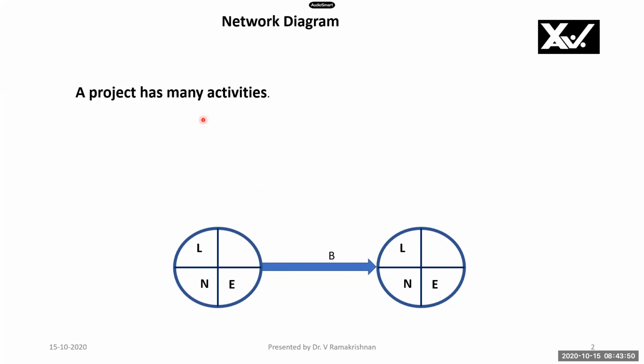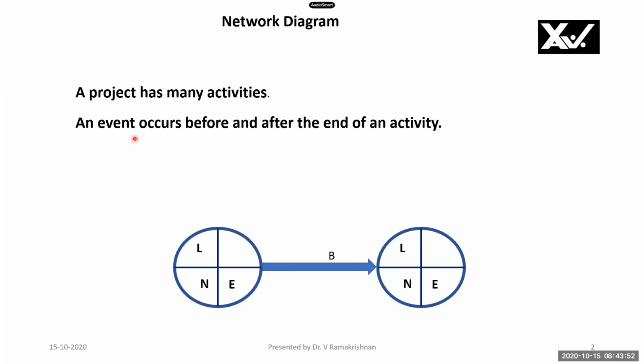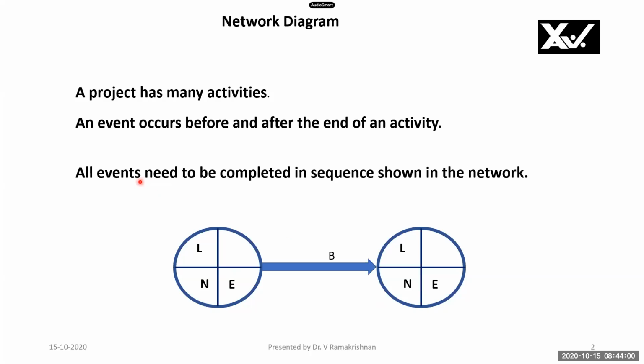Now, your project has many activities. An event occurs before and after the end of an activity as shown here. Now, this is the starting event and ending event. All events need to be completed in sequence as shown in the network. Since a project has many activities, very many events will be there. All the events should be completed in the sequence as shown in the network diagram. We will see the guidelines for network diagram construction.